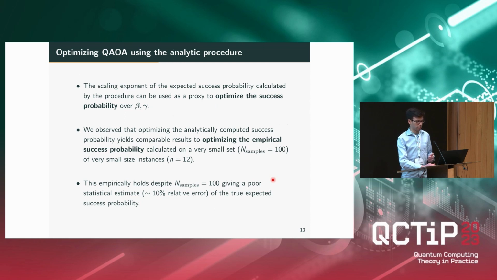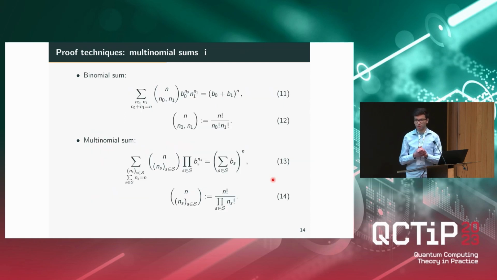All right, so let's give a brief flavor of our proof technique, namely how we prove this proposition on the exponential scaling of the probability. The main technical ingredient that it uses is that of generalized multinomial sums. So before talking about generalized multinomial sums, let's recall what a multinomial sum is.